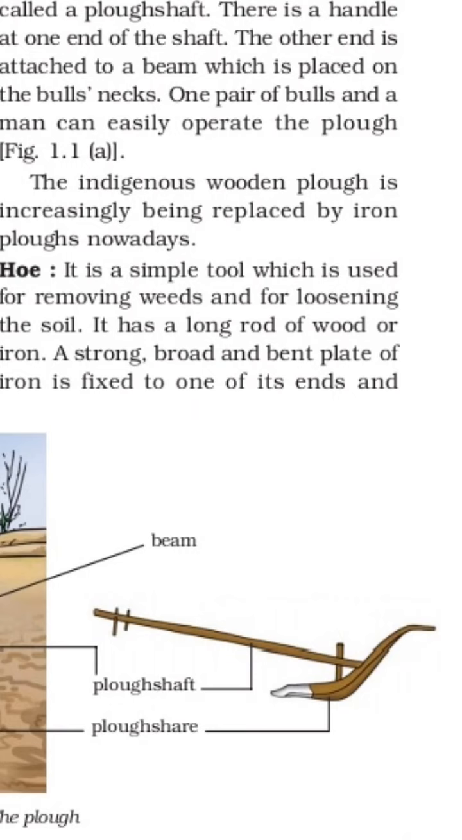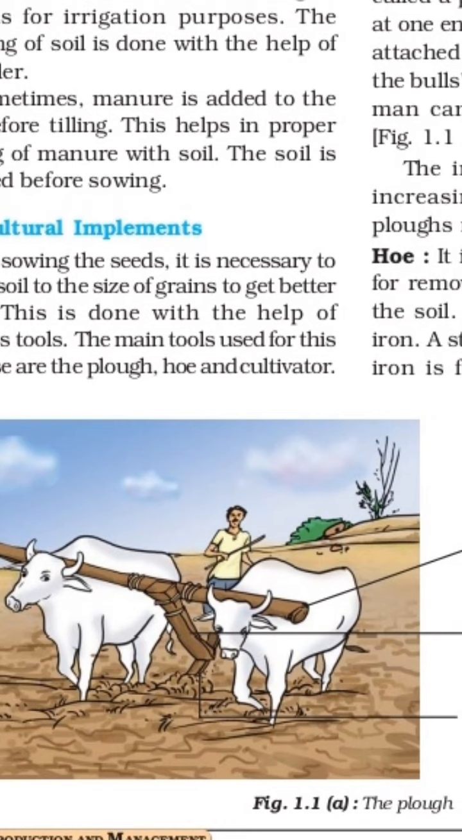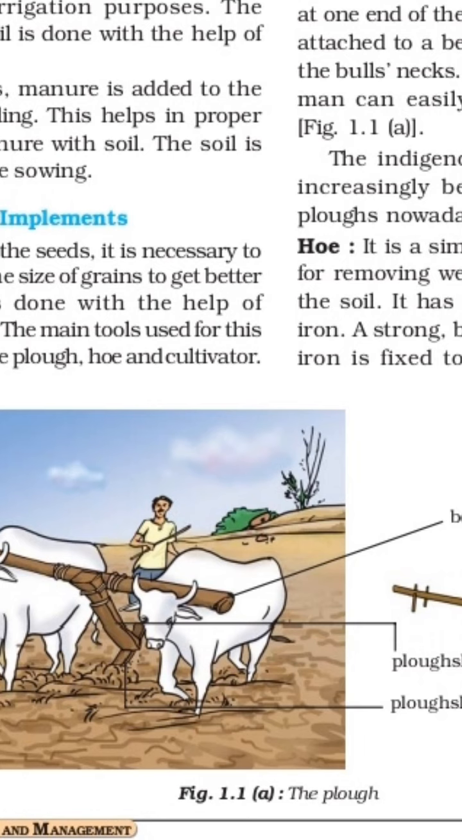There is a handle at one end of the shaft, and the other end is attached to the beam, which is placed on the bull's neck. Here in this picture you can see properly, it is attached to the beam, and it is placed on the bulls' necks, and one pair of bulls and a man can easily operate the plough. You can see it shown in the picture.